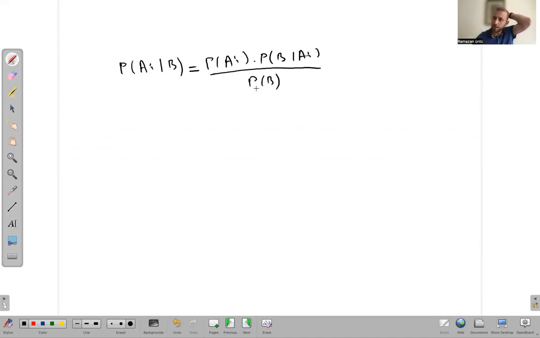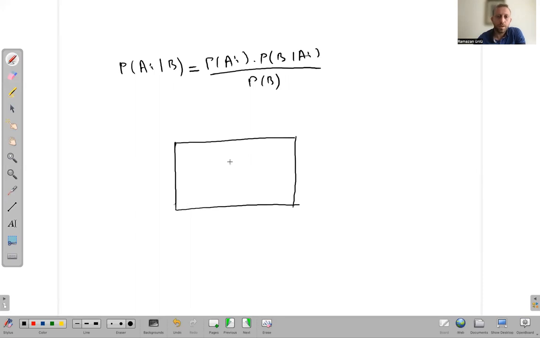Let's draw something and try to understand the logic behind the Bayes theorem. Let's say we have a sample space, and let's do this with two events, A1 and A2. Let's say this is A1 and this is A2. So the partition of them is the sample space. And let's say we have another event, which is B.